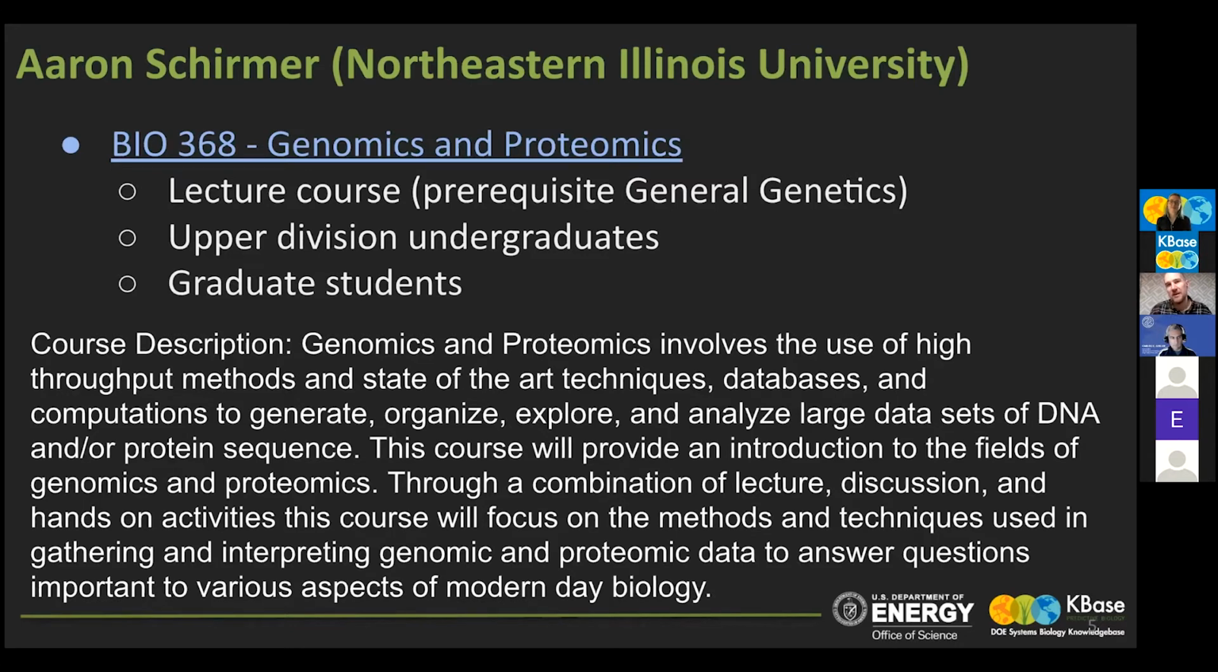So you have to complete our general biology series, and then you have to take general genetics, and then you can get into genomics and proteomics. So this is for upper division undergraduates. And we've also made this course available to our graduate students as well, realizing that this was a topic that many of our master's students might be interested in.